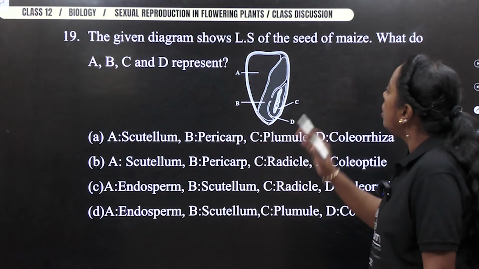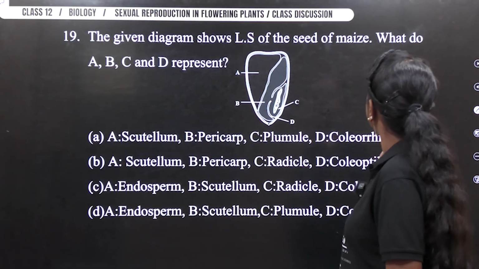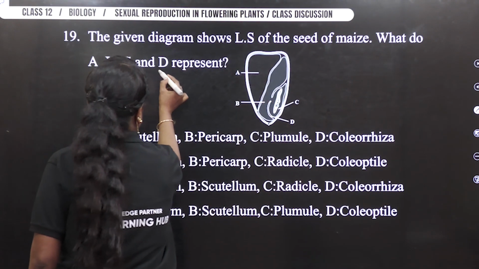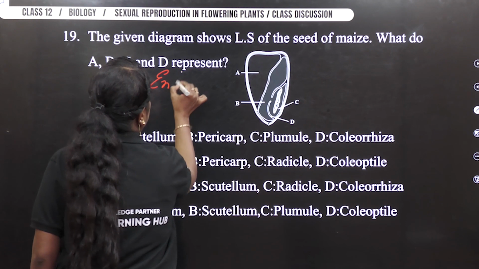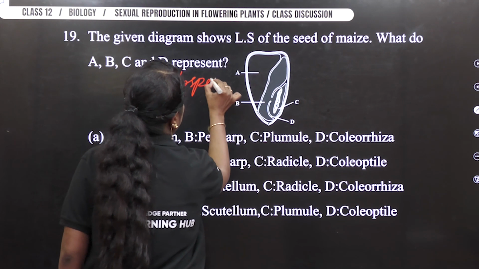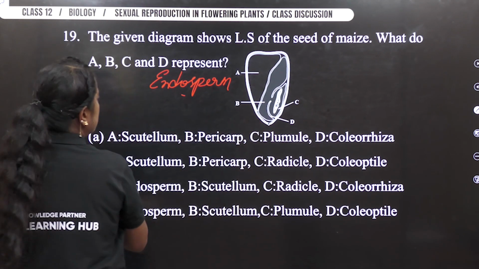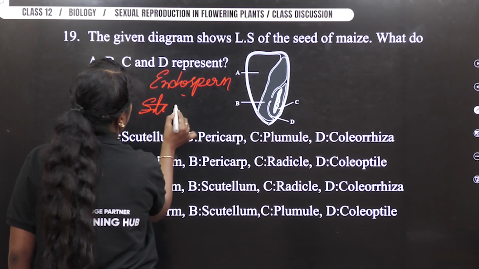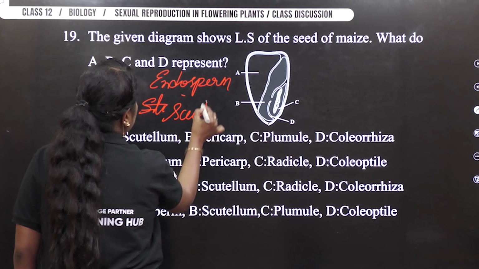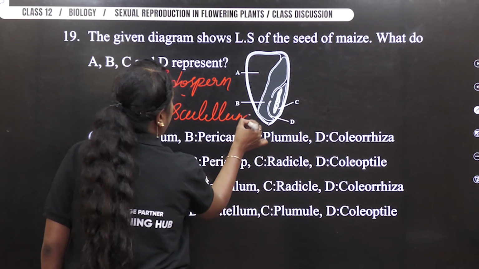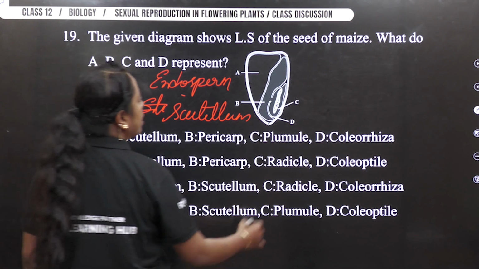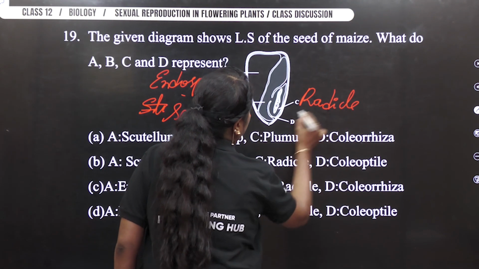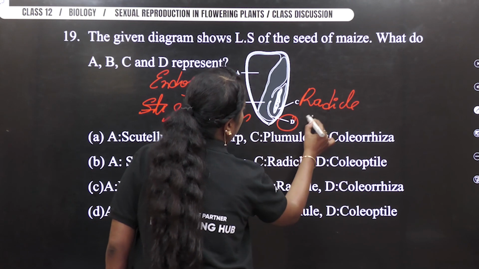Next. In the given diagram LS of the seed of a maize, what do A, B, C and D stand for? A is said to be endosperm. B is said to be scutellum. Okay, I made a mistake. And C represents radicle, hopefully. Please check the diagram once. Because this is the lower end, I will call it coleorhiza.